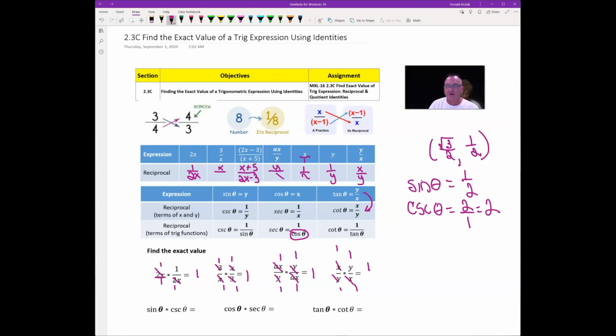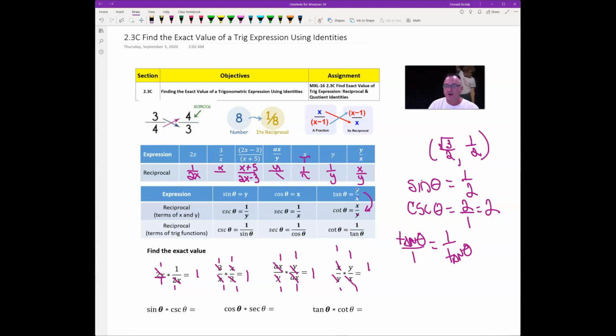All right, and then the same reasoning for cotangent. That's the reciprocal. If I did the reciprocal of tangent, put it over 1, the reciprocal is 1/tangent. So cotangent is the same as 1/tangent, just like it's the same as x/y, because tangent is y/x.